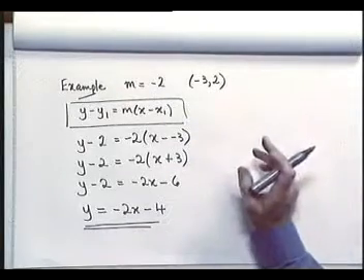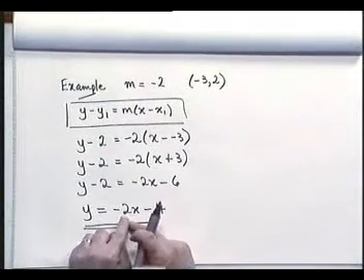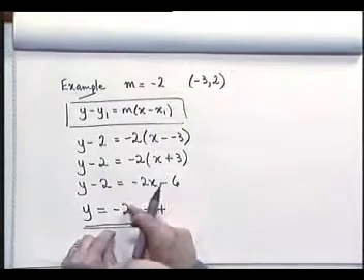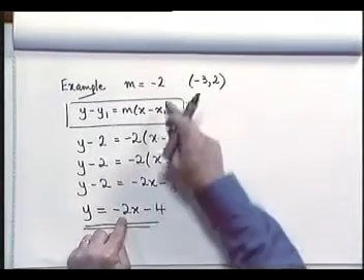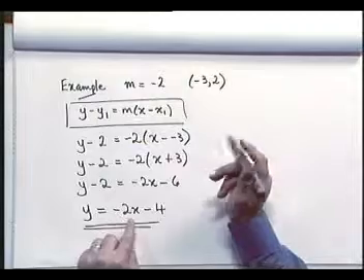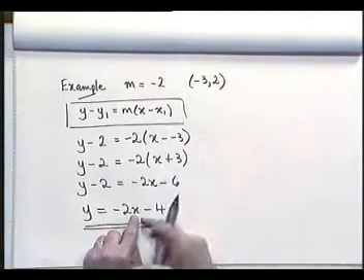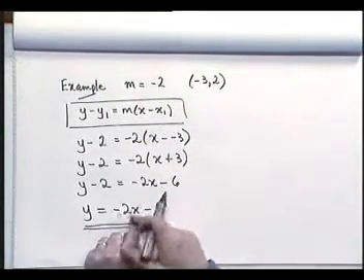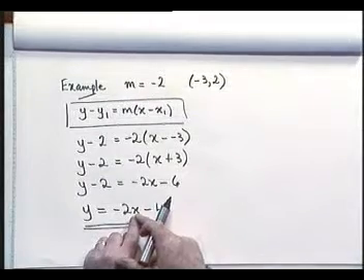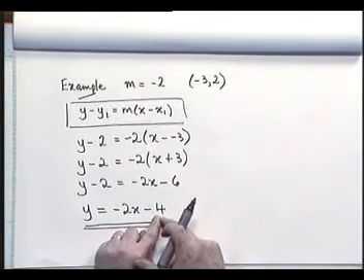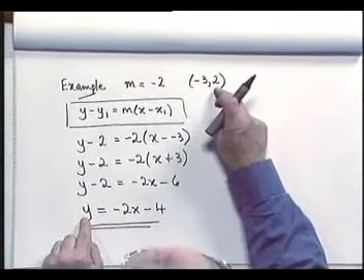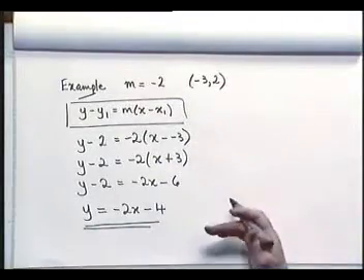And there's always a check you can apply, because we can look at the final equation and observe that the gradient is indeed minus 2. We can also pop in an x value of minus 3. Minus 2 times minus 3 is plus 6, and 6 take away 4 is 2. And that's the corresponding y value. So there are built-in checks that you can apply.